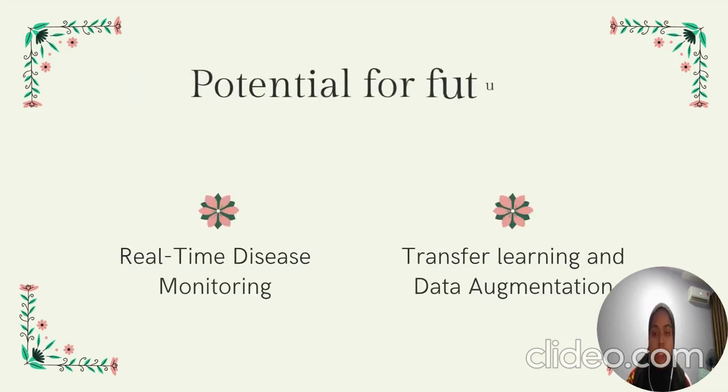So for the potential future research, first is real-time disease monitoring. By integrating the CNN model with real-time monitoring using IoT devices, drones, and sensors, it could enable early disease detection and timely action. This approach would provide farmers with actionable information for implementing precise and targeted disease control strategies.